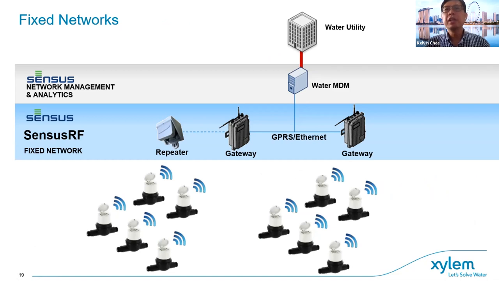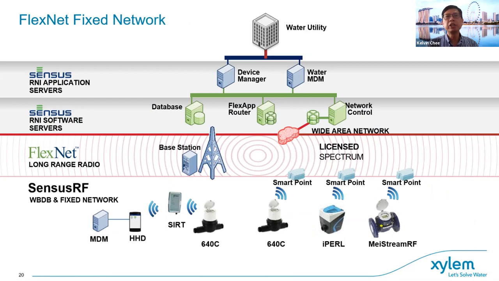Just another slide to show you about the fixed network, which I mentioned earlier on, using the unlicensed spectrum. These are all the meters. Again, these are all integral radios. So you talk to the gateway directly or through the repeaters, all right? And this solution typically, one gateway can handle up to 3,000 endpoints. So this is one of the very simple ways of doing a fixed network. And the next one I want to show you is the fixed network for licensed spectrum. So again, you can do a lot more.